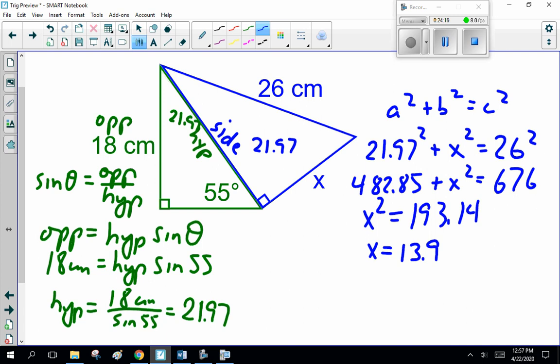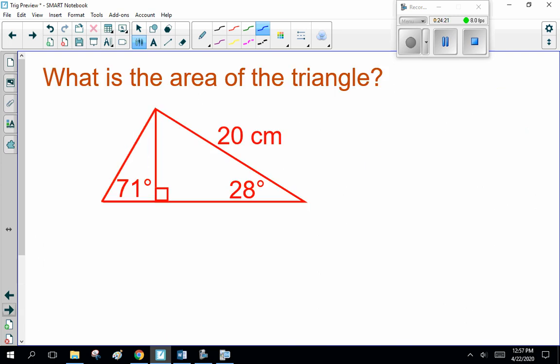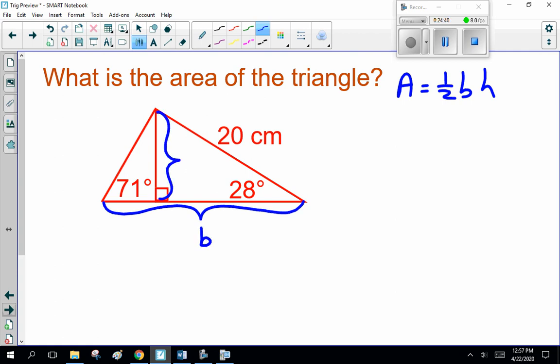So that's honestly about as hard as it gets. Of course, variations would be: what's the area of the triangle? I like this one because you have to find the height. Remember area? One half base times height. So we need base, and we need the height. Okay, now how do we do that?